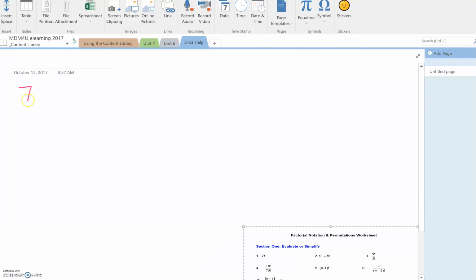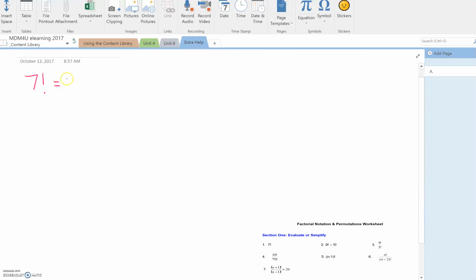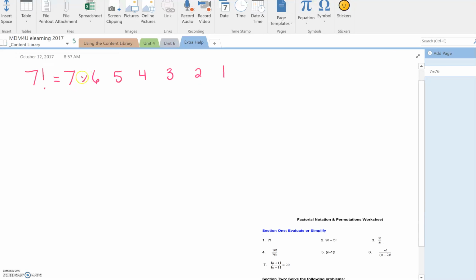Okay, so in order to do 7 factorial, what number are you going to start with? 7. Yeah. And then what? And then? Keep going. 3, 2, and then what? And then you stop at 1. So what goes in the middle? Your times.